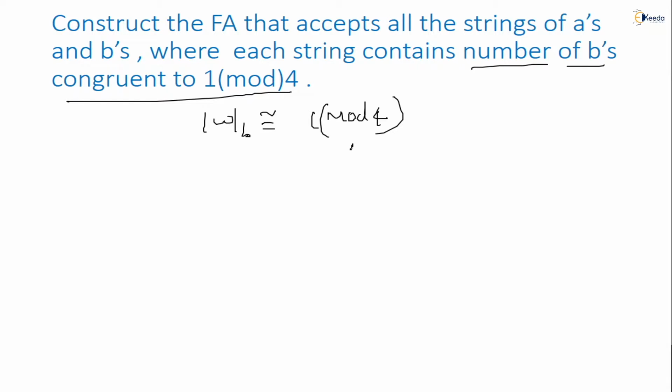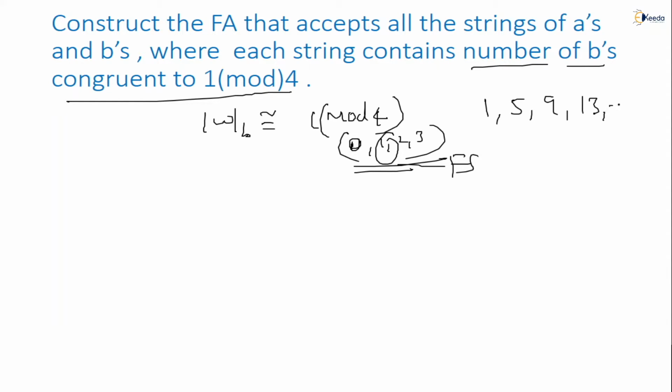Now how many states will be there? 0, 1, 2, 3, 4 states we will get here definitely, out of which one is the final state. Number of b's congruent to 1 modulo 4 is nothing but when you divide the number of b's by 4 we should get remainder 1. What are those numbers? 1, 5, 9, 13, correct or not? These values only should be accepted, the remaining should be rejected, correct?